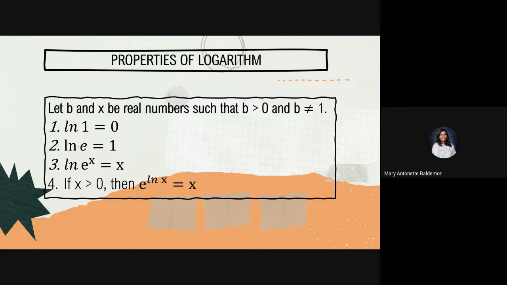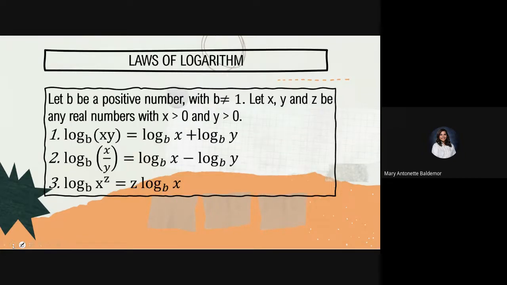Number 2, ln e is equal to 1. 3, ln of e raised to x is just x. And then number 4, if x is greater than 0, then e raised to ln x is just equal to x.